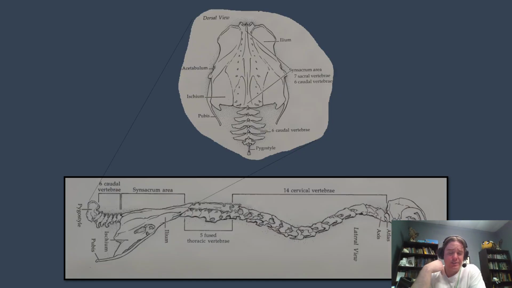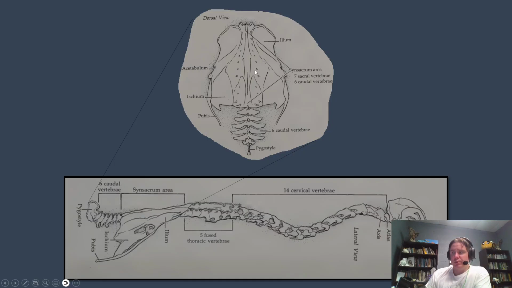synsacrum, and the synsacrum is made of lumbar, that is abdominal vertebrae, 3 of those, 7 sacral vertebrae, and then 6 of the caudal vertebrae, tailbone vertebrae, that are all fused together into this big plate called the synsacrum. This picture shows this region of the bird, and you're looking at the synsacrum and the rest of the caudal vertebrae and pygostyle. That's the bones of the tail. It's this big fused plate.